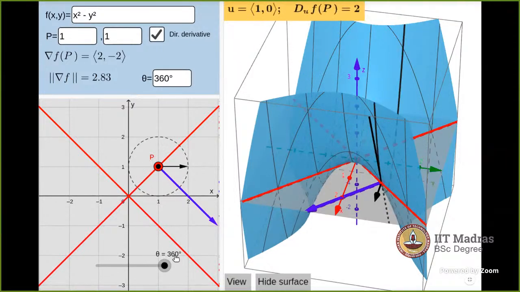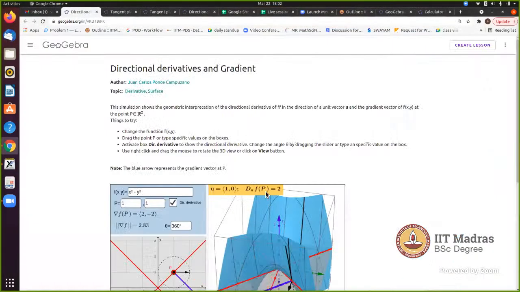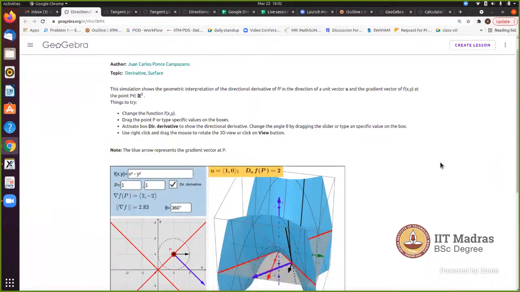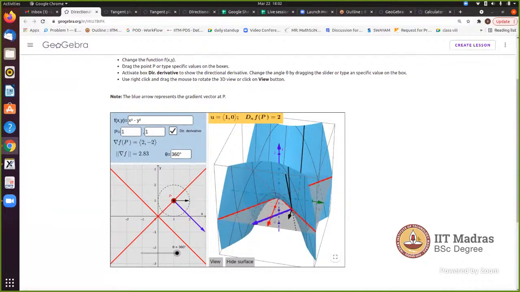So you are doing this in GeoGebra? Yeah. Okay. So here also you can change your function and play around with different functions and different points, and you will get different directional derivatives. So you can check whatever you have done in problems here.